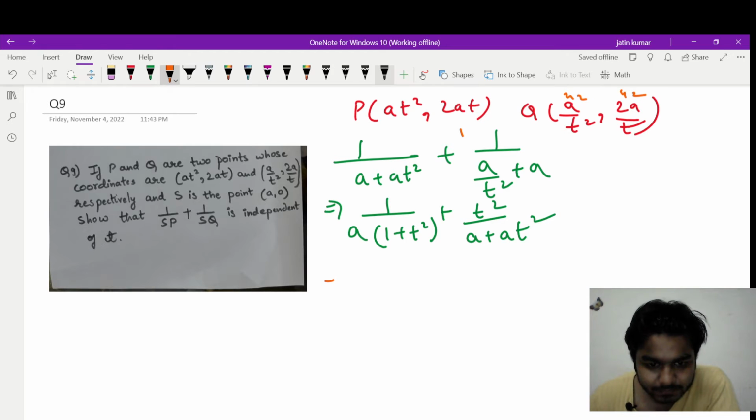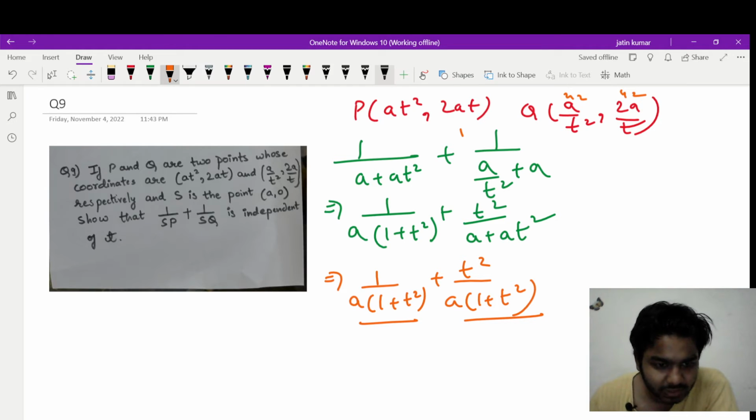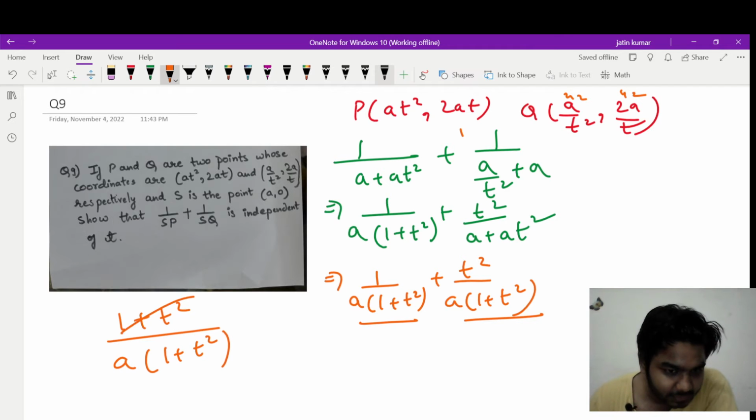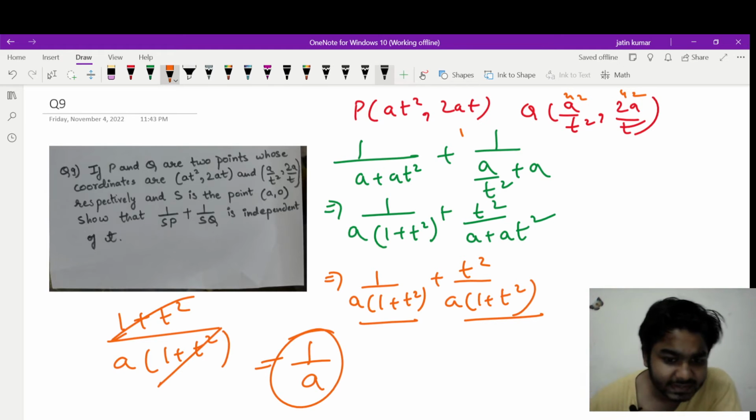We are left with 1 upon a(1 plus t square), and here t square, take the common factor 1 plus t square. The denominator is the same, so we can write 1 plus t square over a(1 plus t square), and 1 plus t square will get cancelled, and we are finally left with 1 upon a. Now you can see t is not in the final answer. So it is shown that 1 upon SP and 1 upon SQ is independent of t. Yes, it is independent of t because we have not got t here.